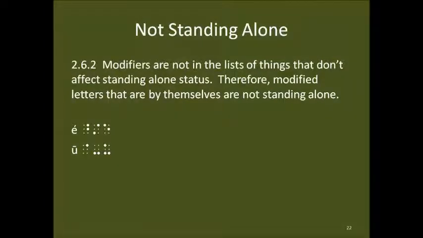Modifiers are not in the list of things that don't affect standing alone status. Therefore, modified letters that are by themselves are not standing alone. There's no way we would mistake that E, for instance, in our first example, for the contraction every. So if an accented E is standing by itself, it's not standing alone though. So we don't need to have grade 1 indicators there. The same thing if we were just showing a U with a macron above it and there were spaces on either side of it, it's not standing alone because that U can't be mistaken for us. It has a modifier in front of it, so that's how it's going to be read. We do not need grade 1 indicators there for that.